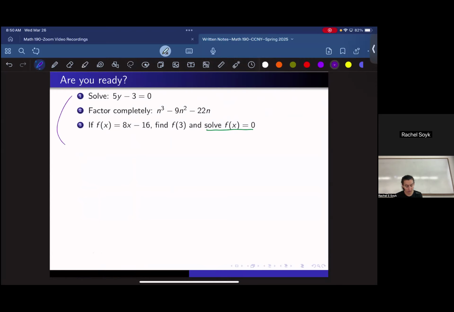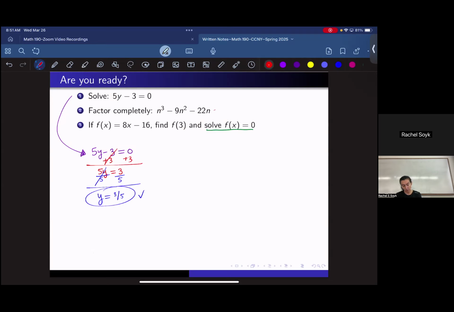So the first one is a question where we're just simply solving for our variable y. We're going to utilize our inverse operations by adding 3 to both sides. So now we're just looking at 5y equals 3. And then our last step is to just divide both sides by 5 so that we get our y value is equal to 3/5. And we're done.